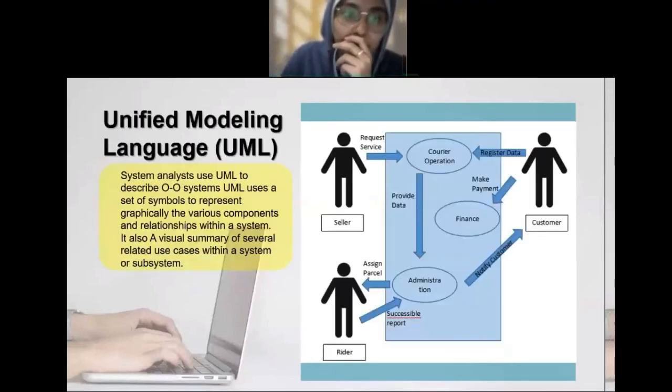Unified Modeling Language, UML. System analysts use UML to describe O2O systems. UML uses a set of symbols to represent graphically the various components and relationships within a system. It is also a visual summary of several related use cases within a system or subsystem.